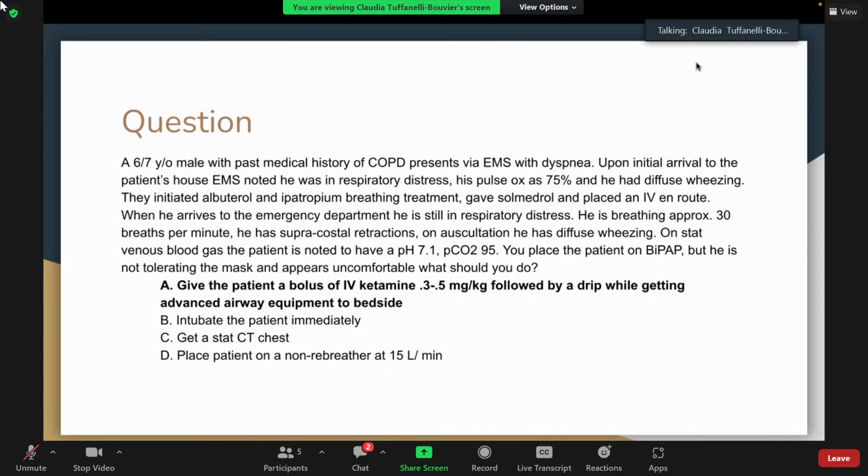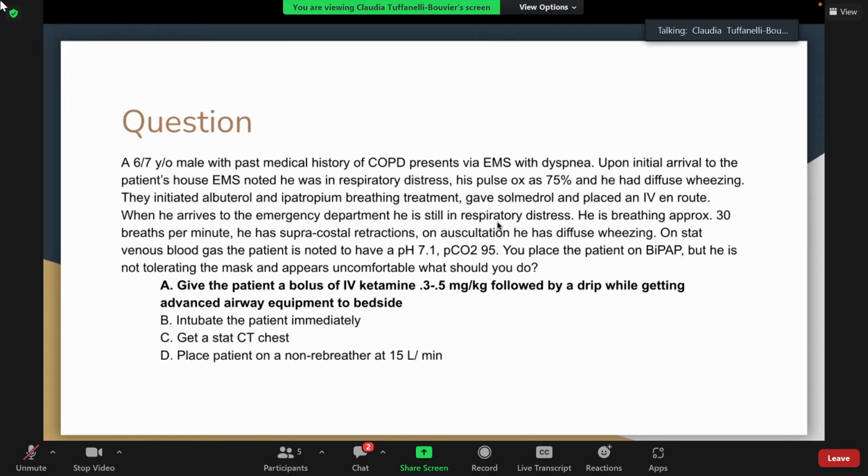When he arrives to the emergency department, he is still in respiratory distress. He's breathing approximately 30 breaths per minute. He has supracostal retractions. On auscultation, he has diffuse wheezing. On stat venous blood gas, the patient is noted to have a pH of 7.1, a PCO2 of 95. You place the patient on BiPAP, but he is not tolerating the mask and appears uncomfortable. What should you do?